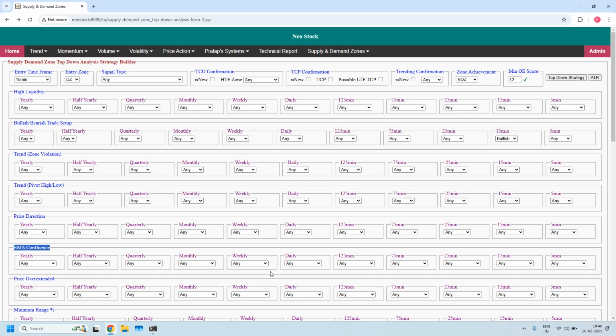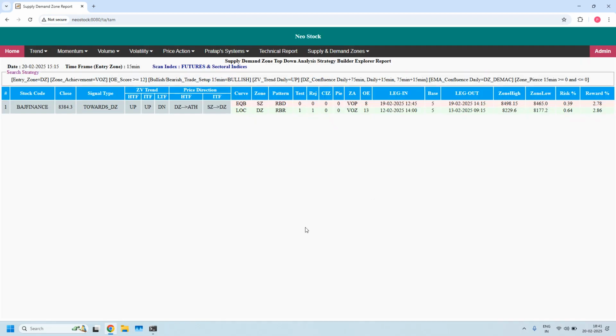In the EMA confluence at daily time frame, I am setting the filter: daily demand zone having daily EMA confluence or not. At the same time, the trend on the daily should not be sideways. It can be uptrend because it is a bullish trade setup. So with these filters, we got only 1 stock. So this has an even higher probability of success. So this is the bullish trade setup for daily income trade. Next, bearish trade setup for daily income trade.